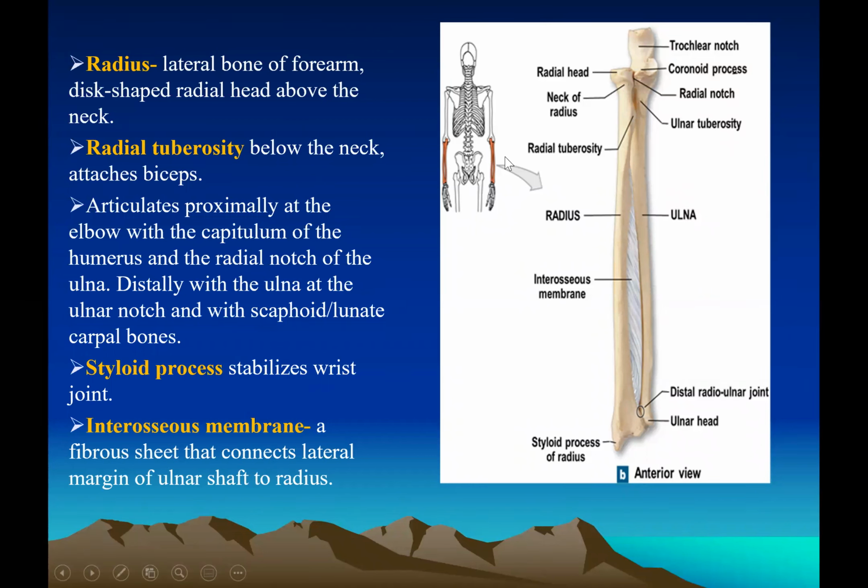So you can see that the radius is the lateral bone. And some of the main bone markings are listed here.